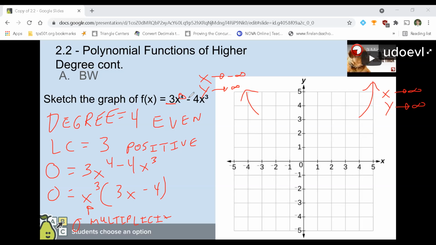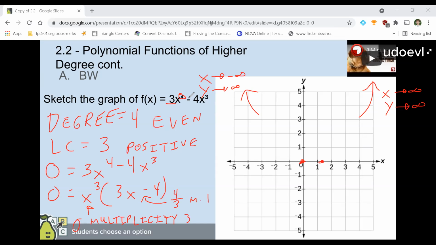Good. Or it'll be 0 when x is what? 4/3? With multiplicity 1. Okay, both of those are odd multiplicities. So at those zeros, 0 and 4/3, would be like right there, is the function going to touch and turn, or is it going to cross through?